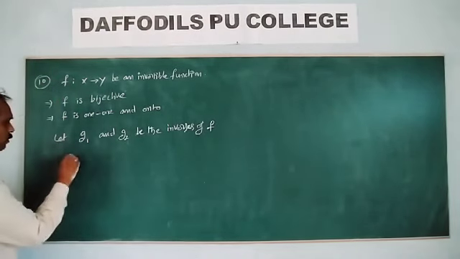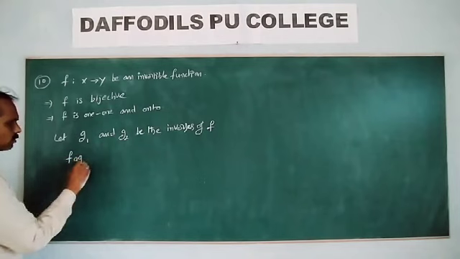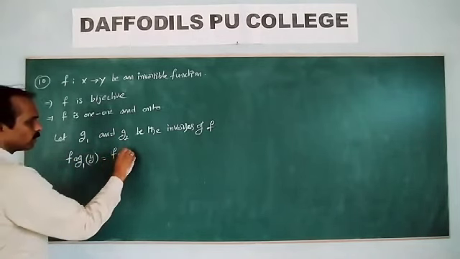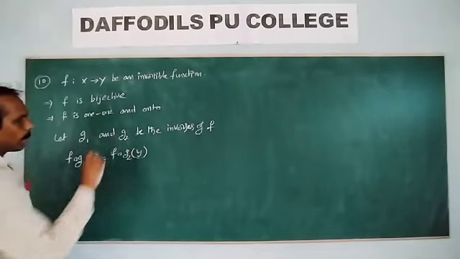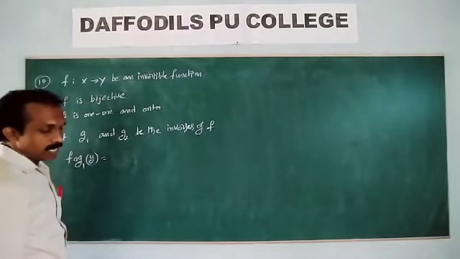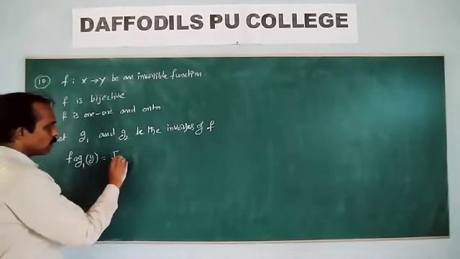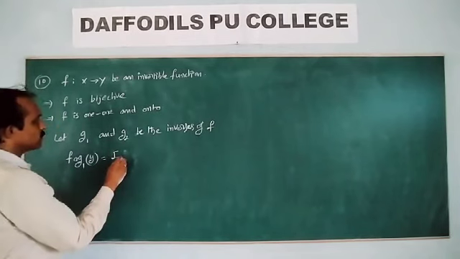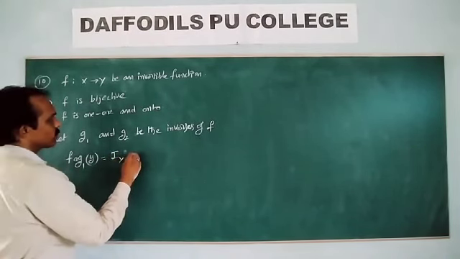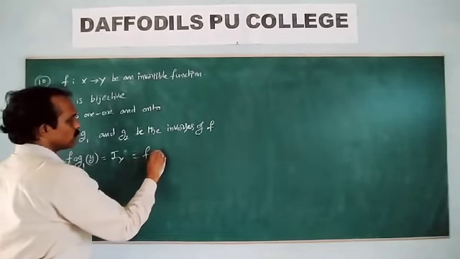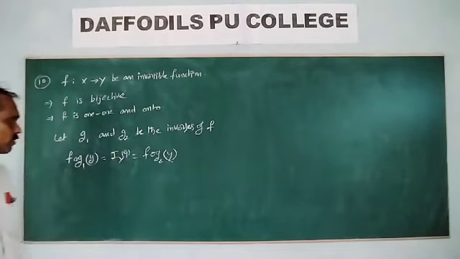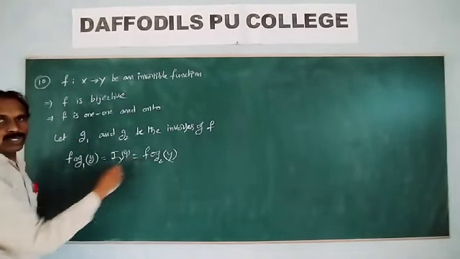Use that concept. f circle g1 of y is equal to f circle g2 of y. Concept of identity: invertible means already identity, so y is equal to f circle g2 of y. So both are to be equated.